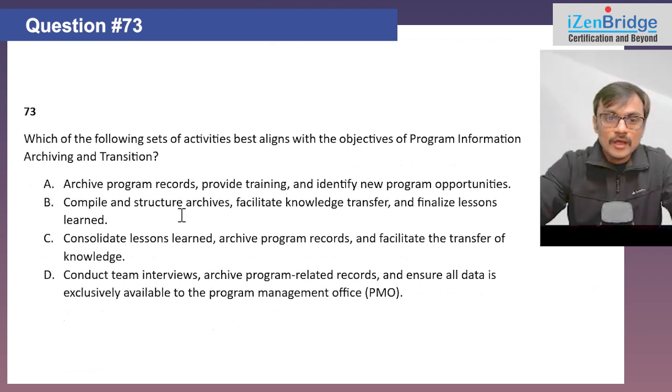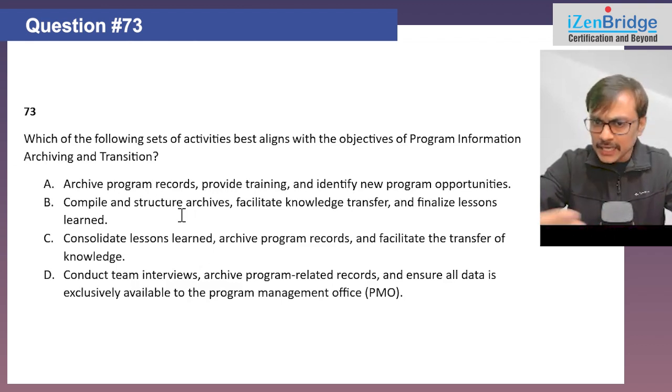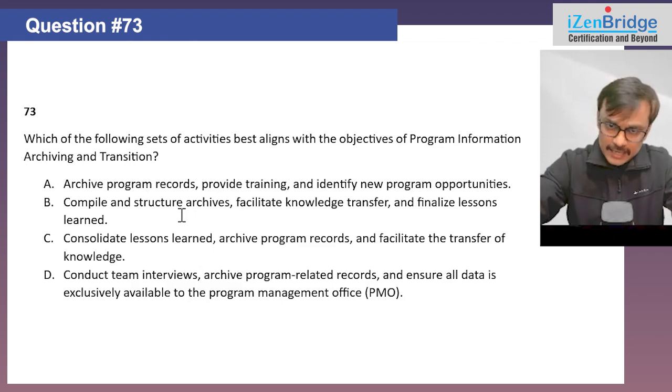Question number 73. Which of the following set of activities best aligned with the objective of program information archiving and transition? So say information archiving and transitioning is a program closer activity. If you follow your program management standard, you can go to the supporting activity. And if you have a familiarity with it, this answer becomes very easy for you. Even if you don't remember those activities, you can definitely use your general program execution experience, and with the help of elimination you can find the right answer in that case also. So let's figure it out. What is the right answer?